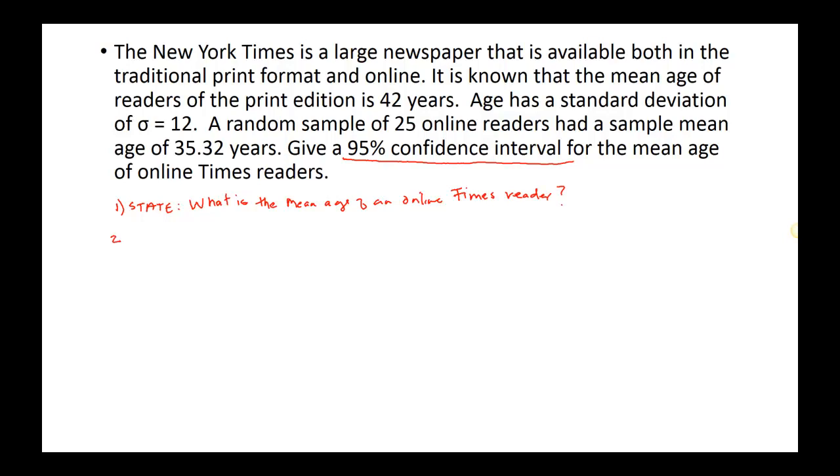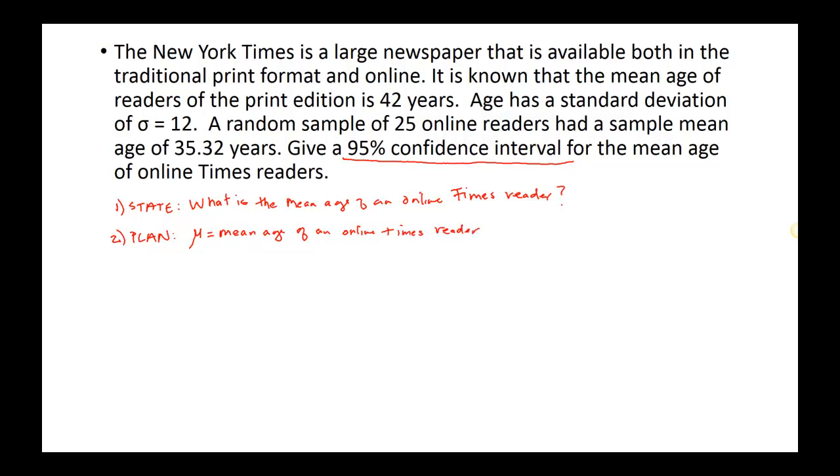All right, step 2 is plan. First thing we do under the plan step is identify our population parameter, which is mu. So mu is the same as it was in the last problem. It still represents the mean age of an online Times reader.